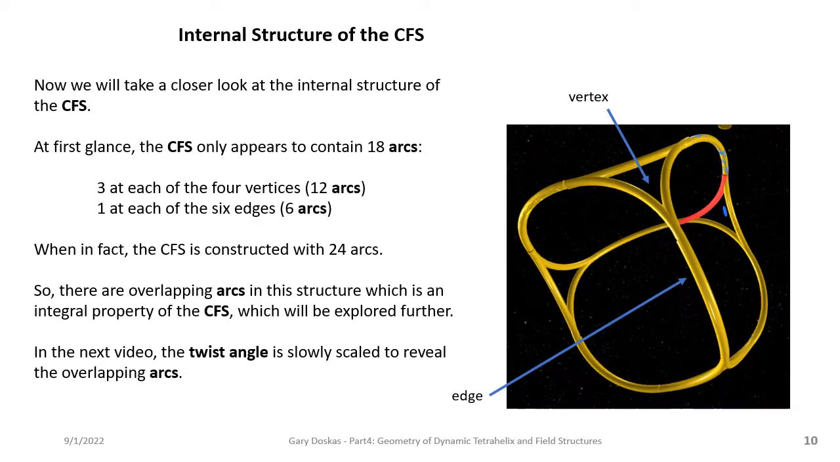Internal structure of the CFS. Now we will take a closer look at the internal structure of the CFS. At first glance, the CFS only appears to contain 18 arcs. 3 at each of the 4 vertices, 12 arcs. 1 at each of the 6 edges, 6 arcs. When in fact, the CFS is constructed with 24 arcs. So, there are overlapping arcs in this structure, which is an integral property of the CFS, which will be explored further. In the next video, the twist angle is slowly scaled to reveal the overlapping arcs.